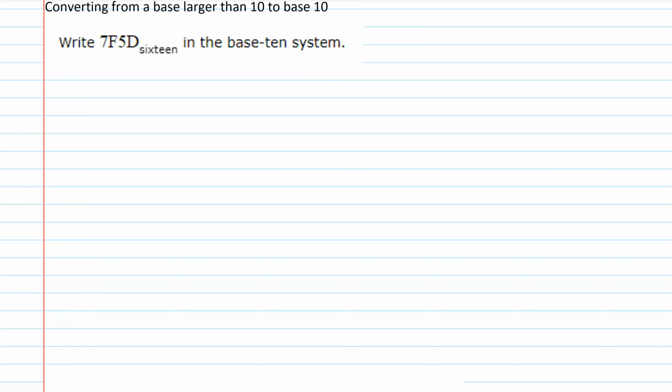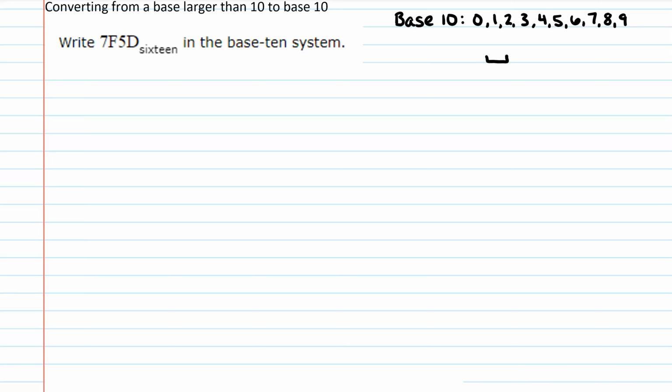Right, so let's talk about how to convert between different bases. Remember, the base tells you which digits you can use. So if you're in base 10, you can use the digits 0, 1, 2, 3, 4, 5, 6, 7, 8, and 9. And each place holds a power of 10.